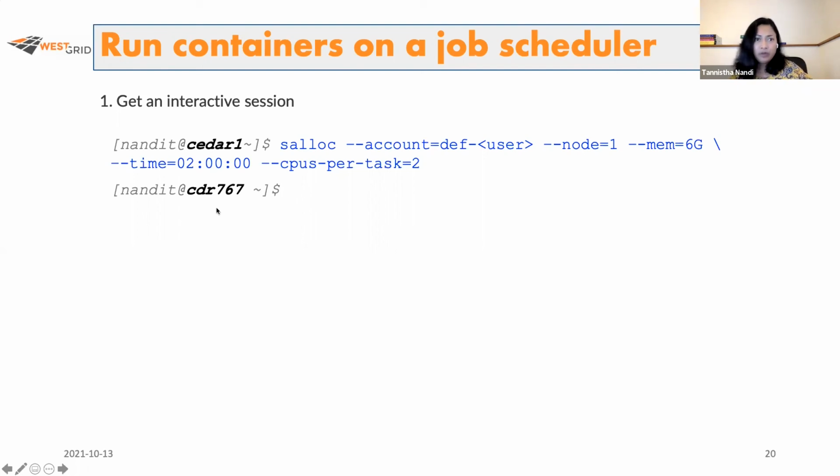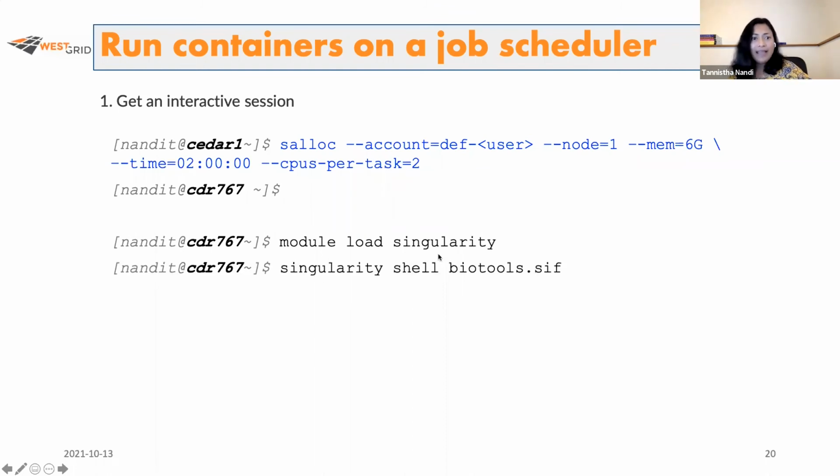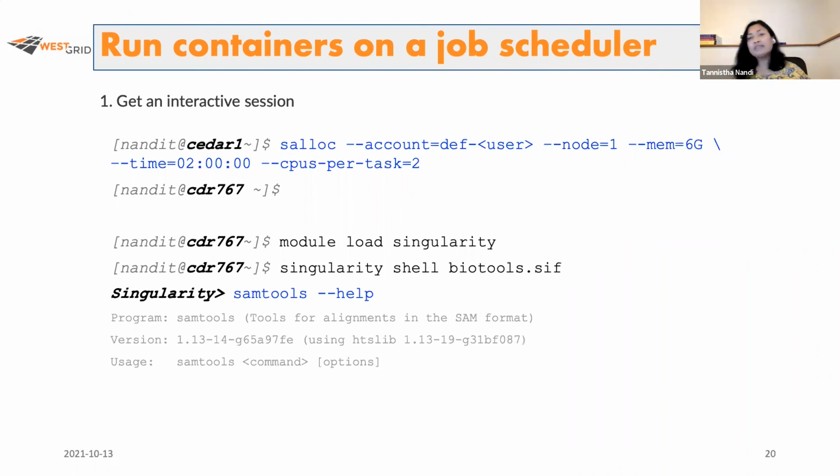On a Cedar compute node, the first thing is you will load the Singularity module, and then you will run singularity shell and the name of your container. What this does is place you inside the container, and you can explore the contents of the container. For example, if you want to see what your options are for SAM tools, you can run samtools --help, which will bring up the help manual with all the flags and what they do for you. Something like this.